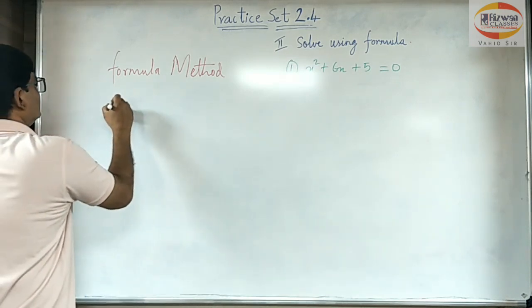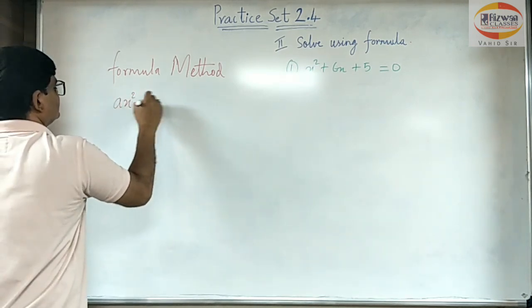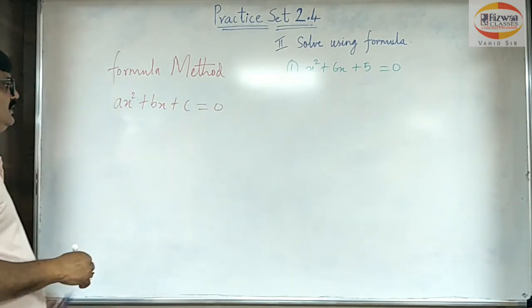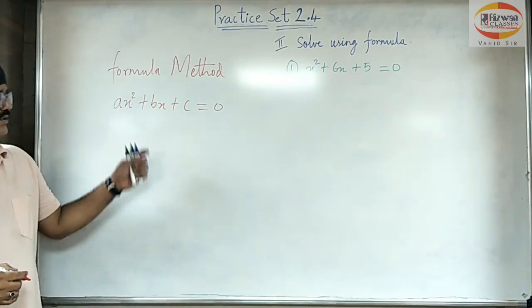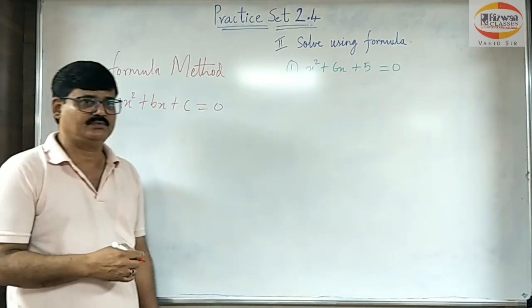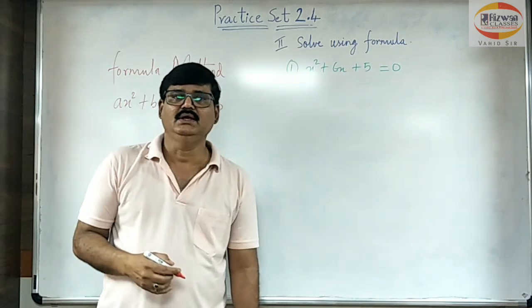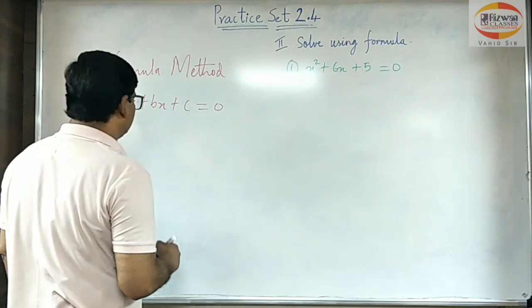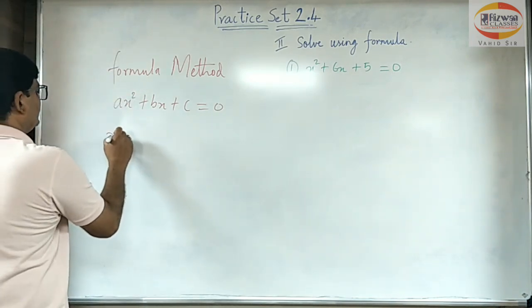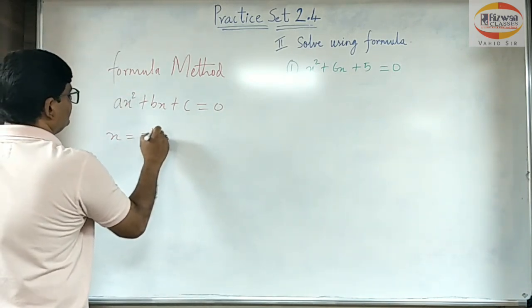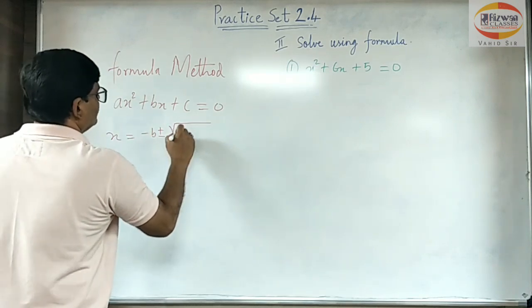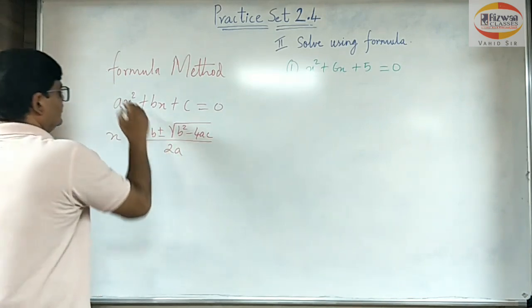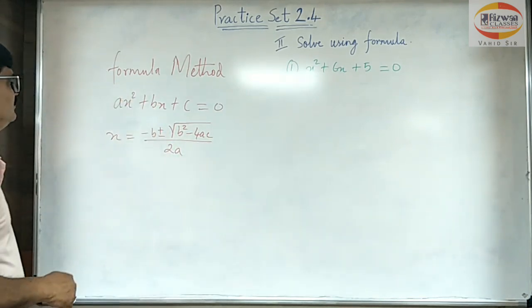You know that you have ax square plus bx plus c is equal to 0. We have done this in 2.1. This is called the standard form of quadratic equation, ax square plus bx plus c, where a, b and c are real numbers. Now in that we have to apply one formula: x is equal to minus b plus minus root of b square minus 4ac upon 2a. These values we have to solve, and you have to remember this formula.